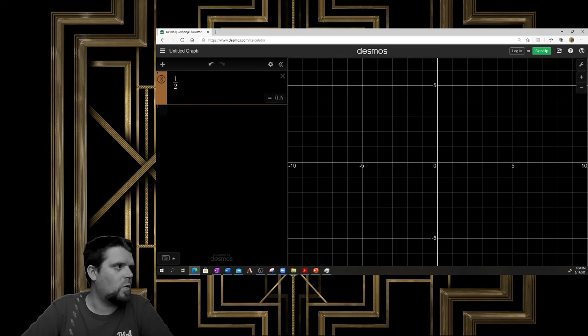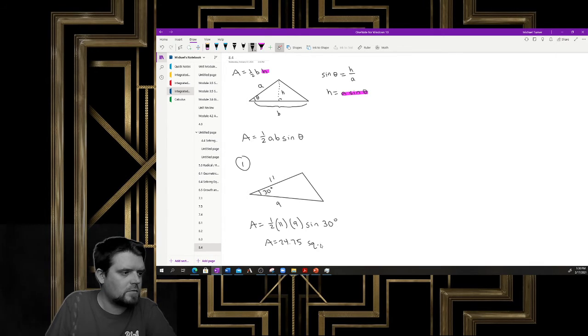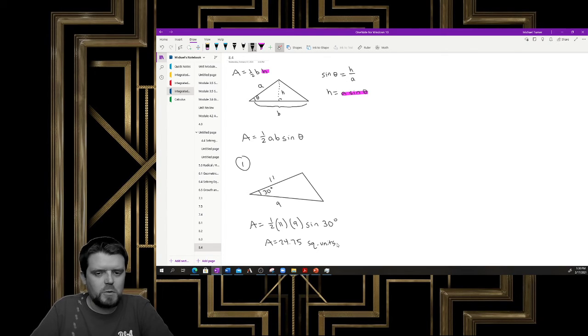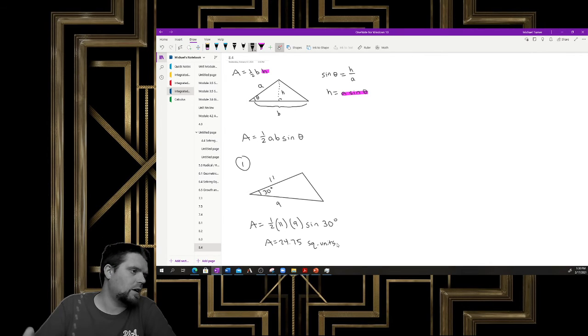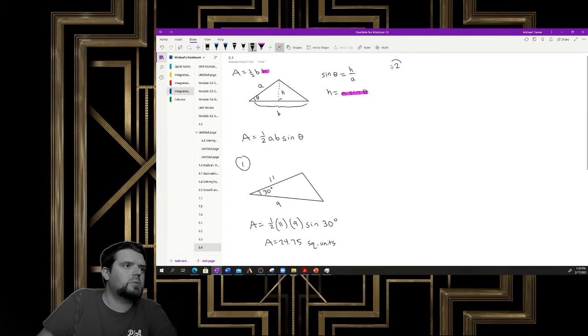So area is 1/2 times, we said 9, times 11, times sine of 30 degrees. And we get here an area of 24.75, and that is square units. If it put inches, you want to put inches squared, if it put feet, you want to put feet squared, etc. Anytime you're dealing with area, that's a two-dimensional space. And that's pretty much it. This is just calculator work, okay? Number 2.